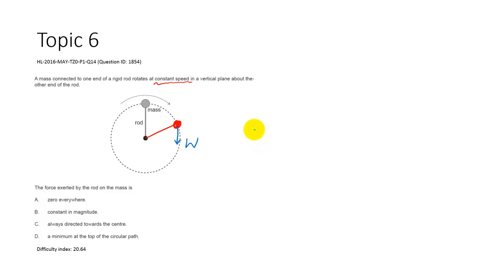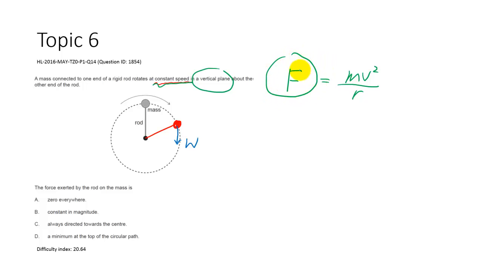Okay, next question. Once again, this is about a vertical plane circular motion, and it said it is at a constant speed. And so why is this so important? It is because when you have circular motion in a uniform speed, then F equals to mv squared over r has to be maintained. The F we are referring to here is the net force. That means the total amount of the sum of forces.